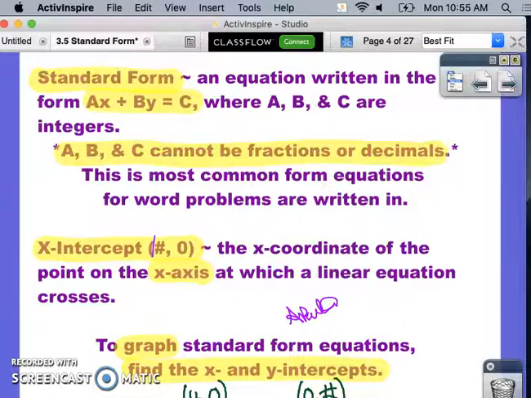All right. It's good to know your x-intercept is going to be a number, comma, 0. Your y-intercept is 0, comma, number. So we'll be fine.